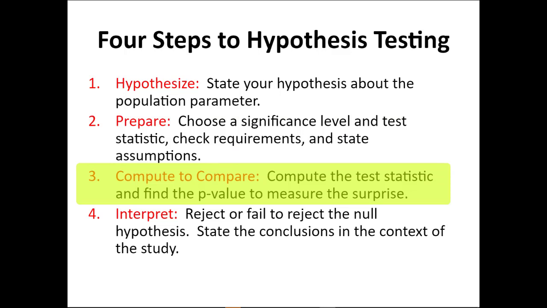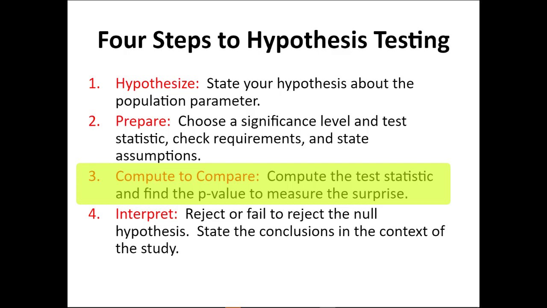The next step is the compute to compare step. In this step, you are going to calculate your Z obtained using the sample information, the population information, divided by the standard error that you calculated for your sample. Once you calculate your Z obtained, you will compare it to the test statistic that you got in the prepare stage, which is called the ZCrit. And also, you're going to compare it with the model that you created.